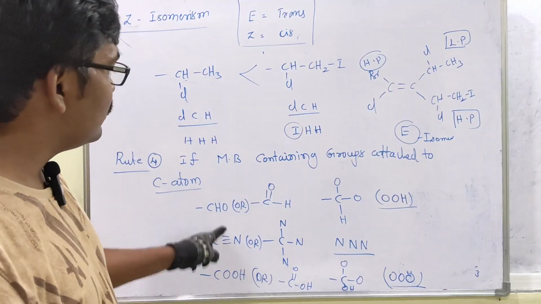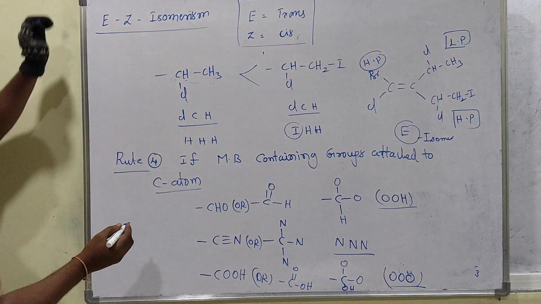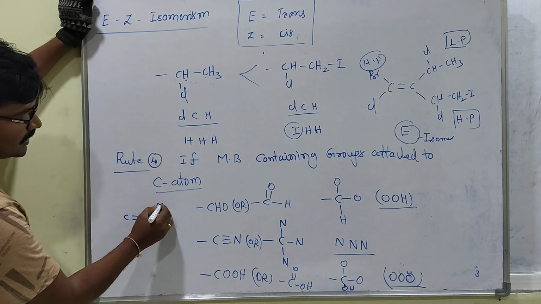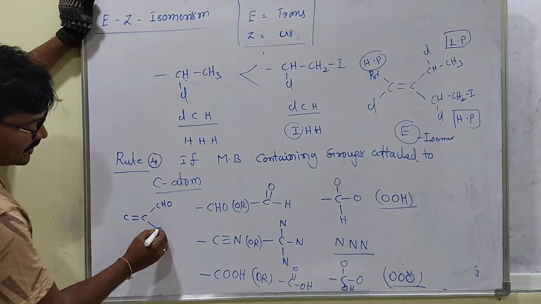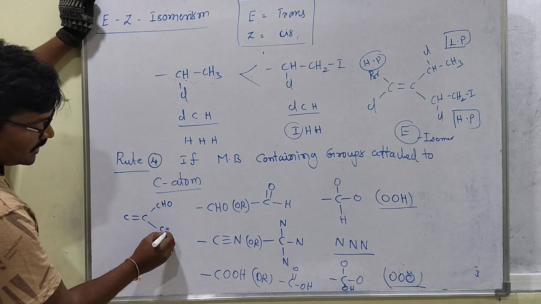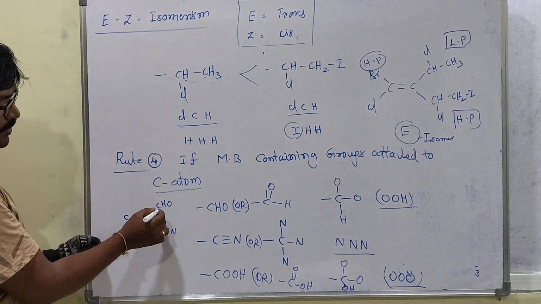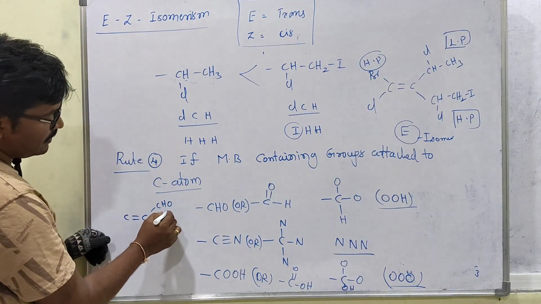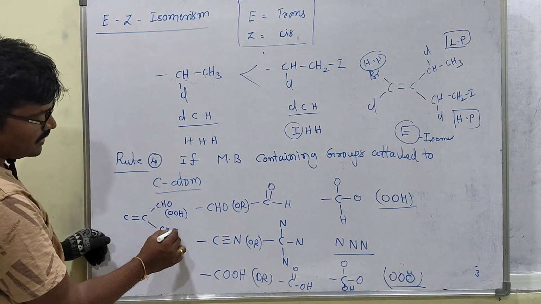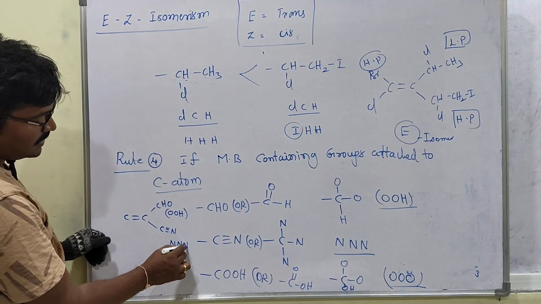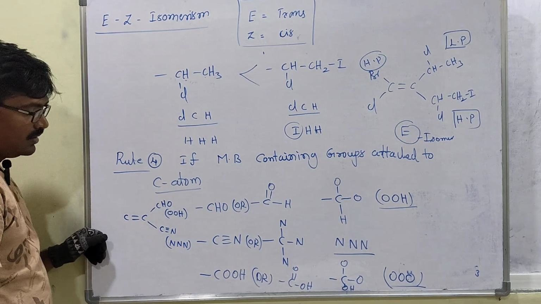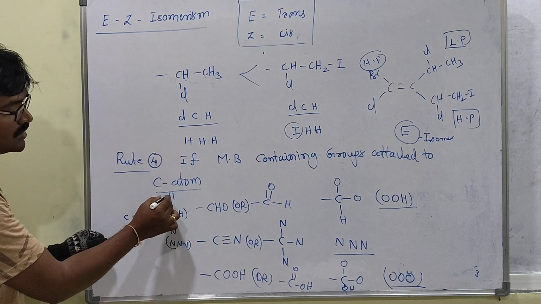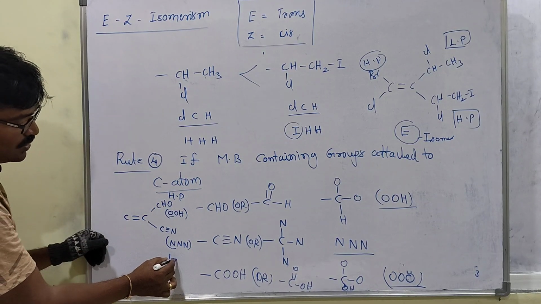Look at this example I will give you. In case C double bond C is there, one side has CHO, and here C triple bond N is there. Here carbon, carbon, same atoms. Next atoms: in the CHO, I told you, O, O, H. Then here N. Which has the higher atomic number in the next atom, oxygen or nitrogen? Oxygen. So this is the higher priority, this is the lower priority.